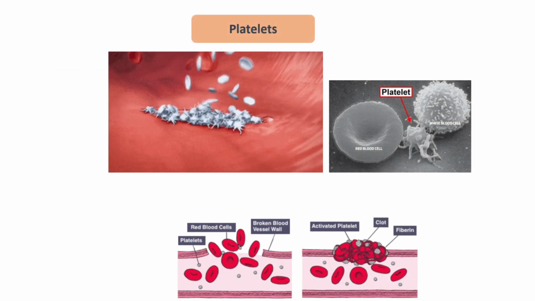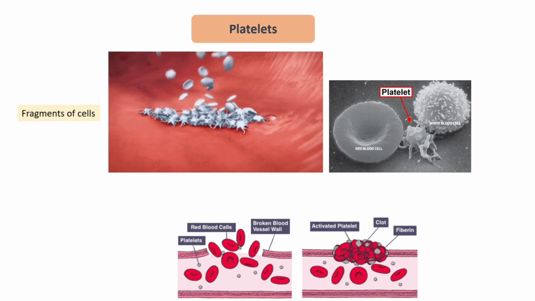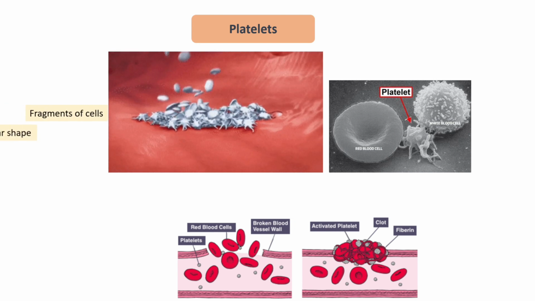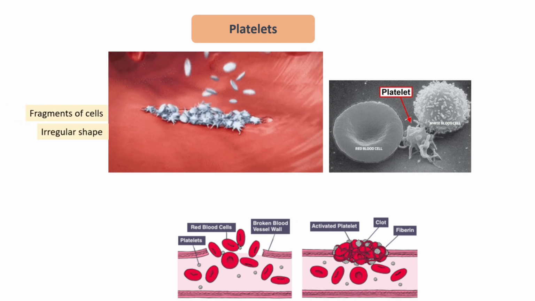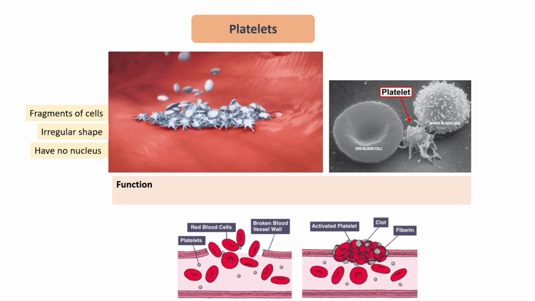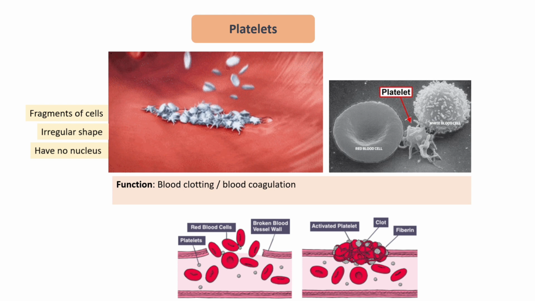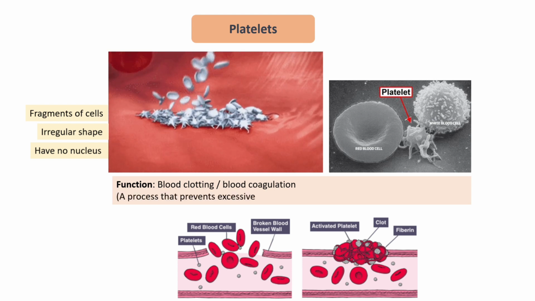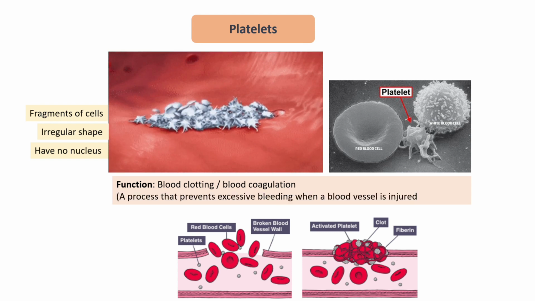Platelet is another type of blood component. They are just fragments of cells, with irregular shape, and have no nucleus. Their function is for blood clotting or blood coagulation, a process that prevents excessive bleeding when a blood vessel is injured.